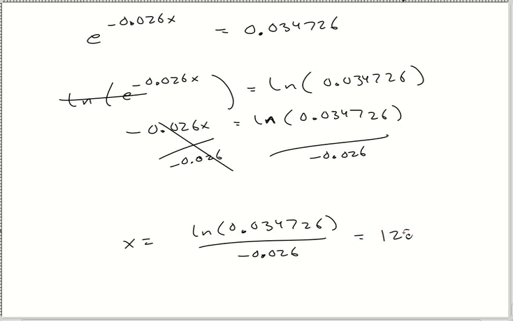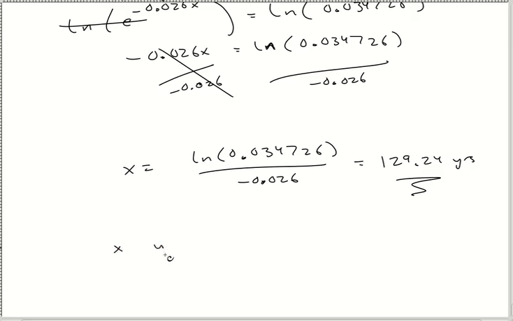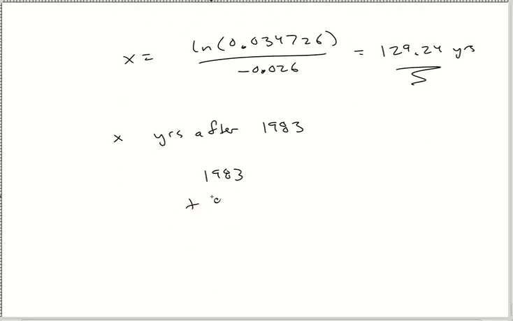Regardless, I got 129.24 years. This problem actually started as x was years after 1983. So I'm going to add that, 1983, plus the 129.24, and you actually get 2112. That's a long ways out. If this recording's still around by that time, wow. Doubt that's going to happen. So anyways, there's your answer.